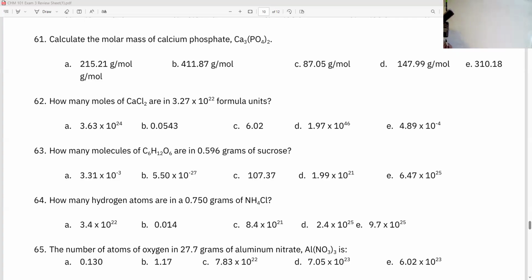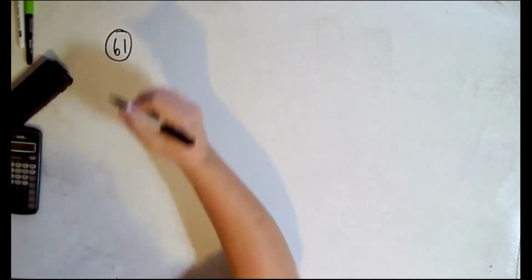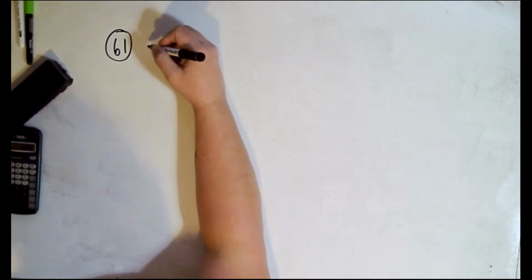61's asking us to calculate the molar mass. Then 62 through 65 are asking us to find different things in different conversions. So we'll just focus on each one. Okay, so for starters, number 61, we're calculating the molar mass of calcium phosphate.